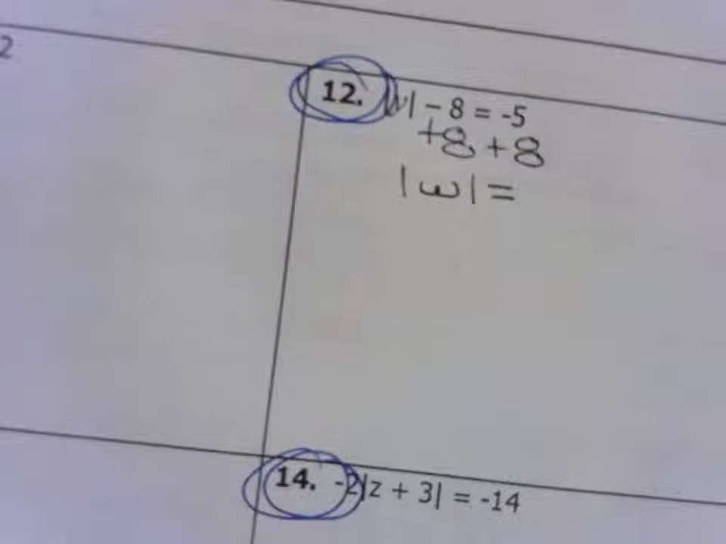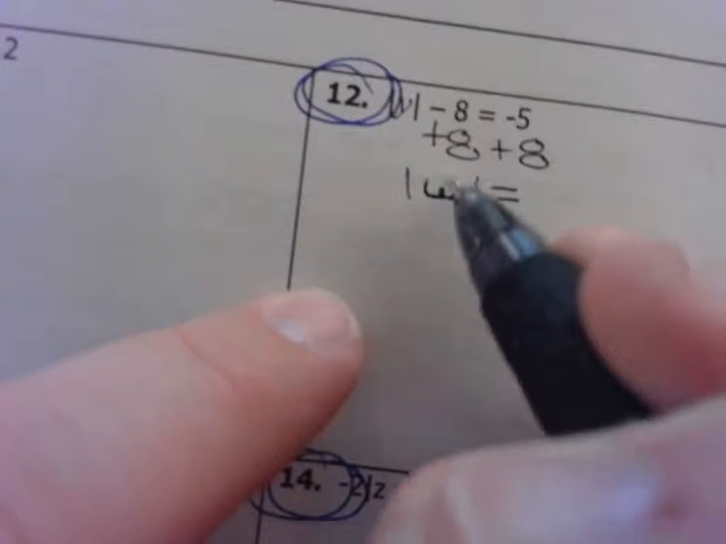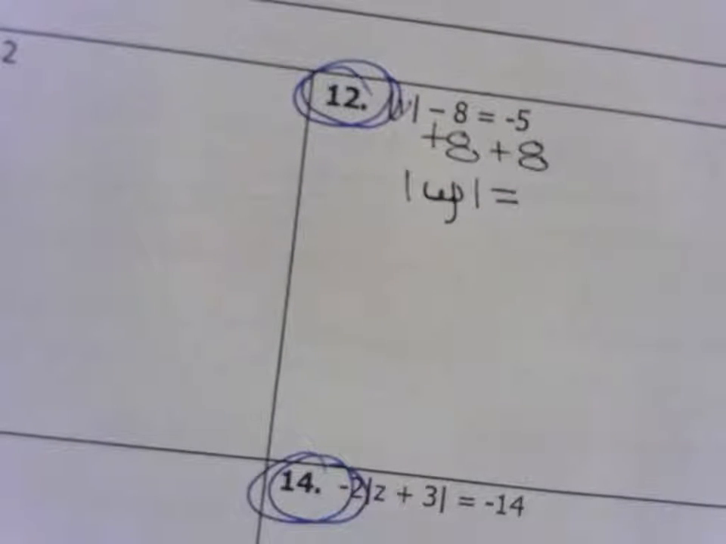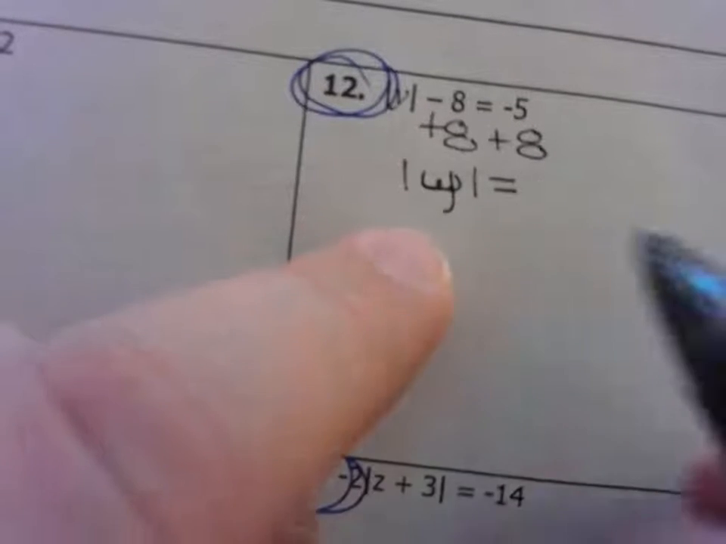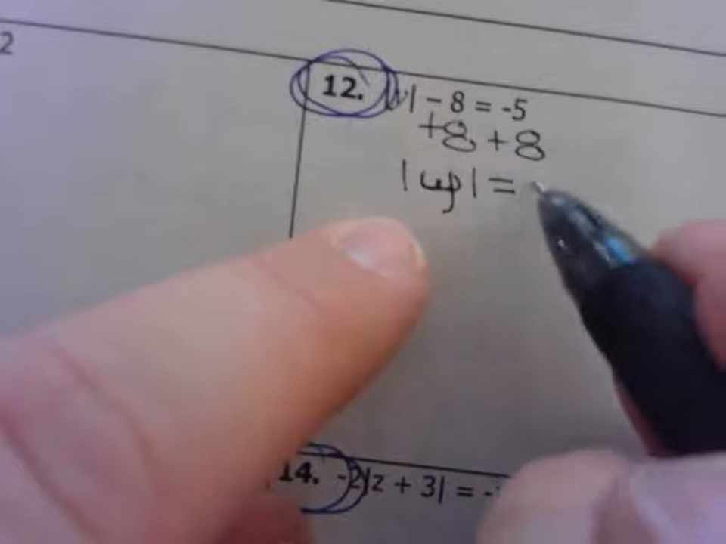Do not, this is a point where I see a lot of mistakes. Do not lose the absolute value. The only way I lose the absolute value is by making my two equations. Why is it Y? It's a Y. Sorry. There you go. Y. So, do not lose the absolute value when you add 8. Okay? So, the absolute value of Y, guys, listen up. Absolute value of Y equals negative 5 plus 8, which is 3.